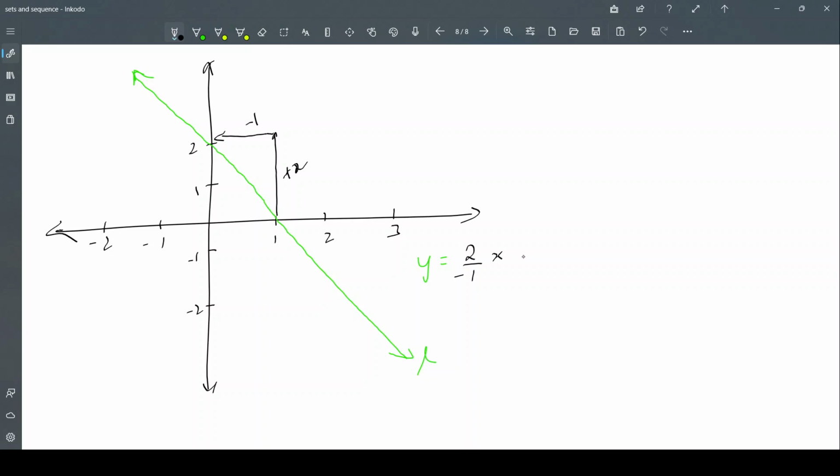X plus c is what? c is where the line cuts the y-axis, that is 2. So instead of this, you can write minus 2x plus 2. So it's very clear. The equation of the line is minus 2x plus 2. Let me take another line that is parallel to this line. Let's say the line is parallel like this.